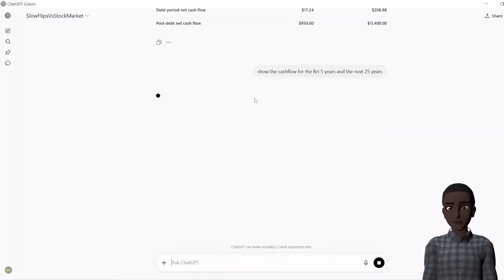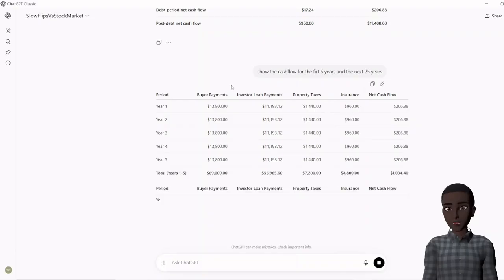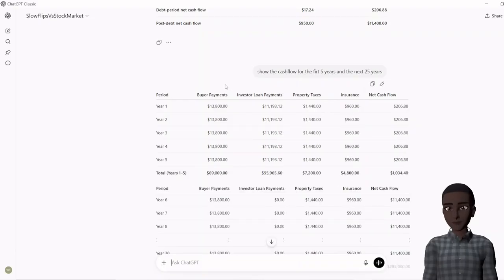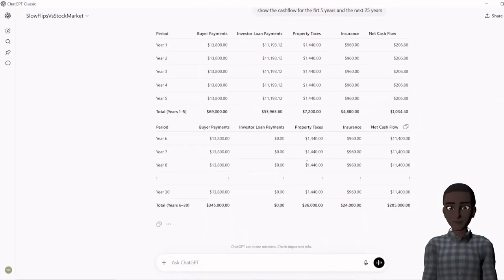Let's have a look at the cash flow for the first 5 years and the ensuing 25 years. So you'll notice, as we've mentioned, the first 5 years, there is nothing to speak of. And really, the bulk of the cash flow kicks in years 6 onwards. And you'll notice here that we still have our property taxes and our insurance. So this is a yearly amount, but the net cash flow is essentially the amount that used to go towards payment for the loan that we no longer have to pay, and that stays with us.